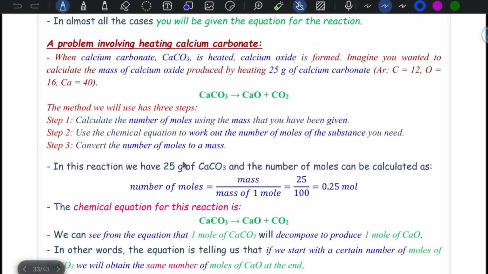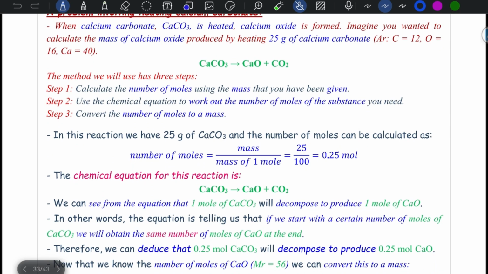Again, first step, calculate the number of moles using the mass given. The given mass is 25 grams of calcium carbonate, so we can calculate the number of moles of calcium carbonate: mass over mass of 1 mole. The mass of 1 mole is 100, from calcium 40 plus 12 plus 3 multiplied by 16. So we have the number of moles of calcium carbonate. Ratio 1 to 1 as you can see, so the same number of moles of calcium oxide.